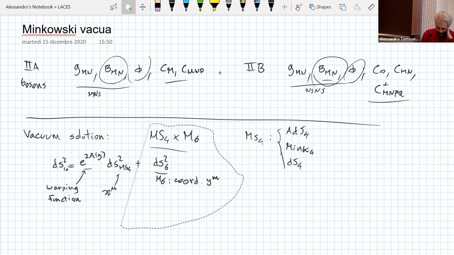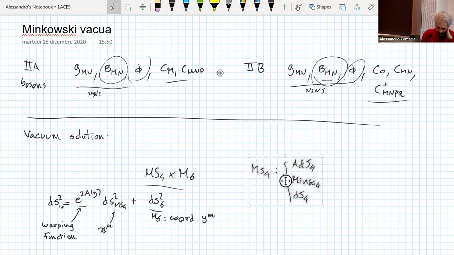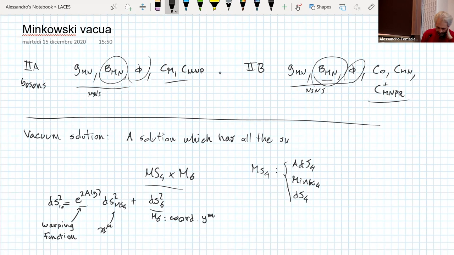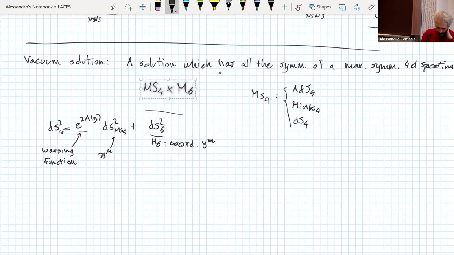So perhaps I can write this even better. This is a solution which has all the symmetries of a maximally symmetric four-dimensional spacetime. Okay, so far for the metric. So this sentence implies this for the metric.